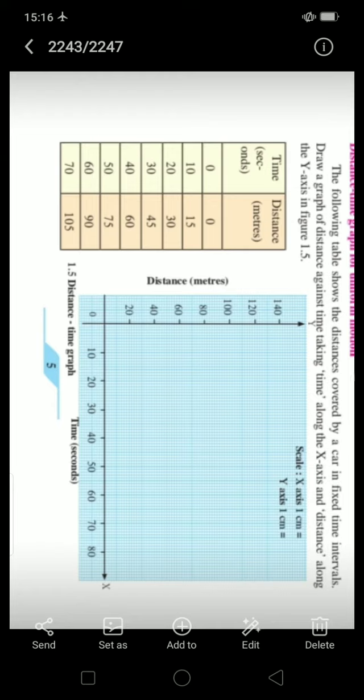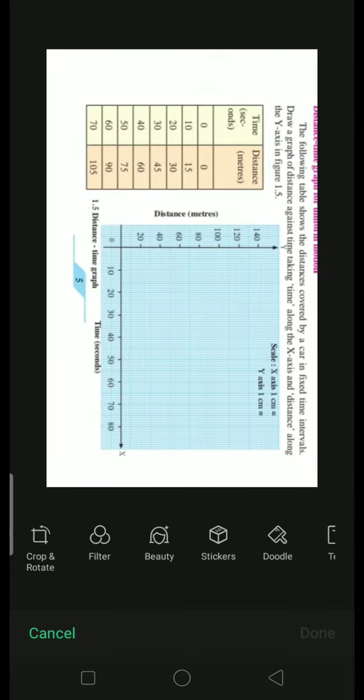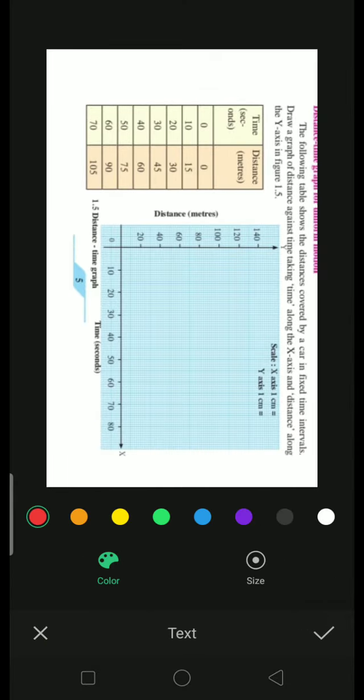Now on the left hand side you can see that they have given you a column of time and distance. 0 seconds, 0 meters is covered; in 10 seconds, 15 meters is covered; in 20 seconds, 30 meters is covered; in 30 seconds, 45 meters is covered. You have to plot this over here. The first point is going to be 0, 0. So 0, 0 will be the origin, that is the point where the x and the y axis intersect. I will also try to plot over here. Then you can see it.